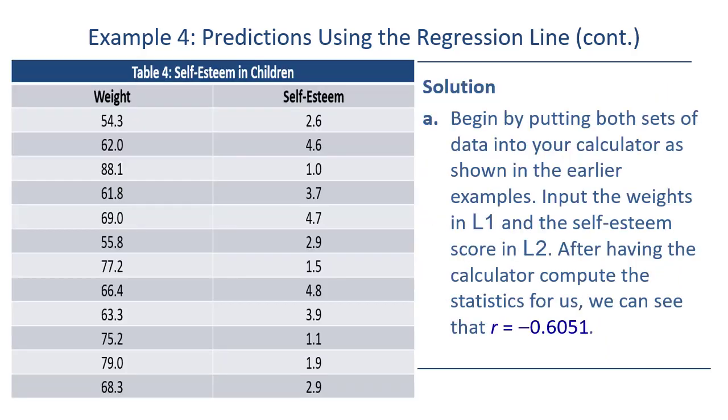So to figure out if it's statistically significant, we first have to calculate R. We put everything in our list, we calculate it, and if you want to pause the video and put this into two lists and try it, I recommend you do that. Just make sure you understand how to do the process. You should get an R of negative 0.6051.